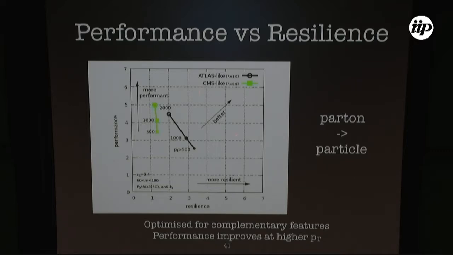But this is where we calculate the resilience using parton to particle level, so before any detector simulation, which might change the picture. And then as we go to higher pT, the performance increases, but ATLAS loses a bit of resilience.